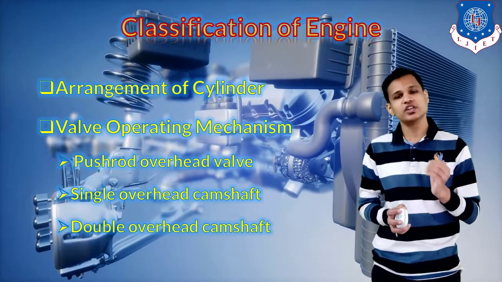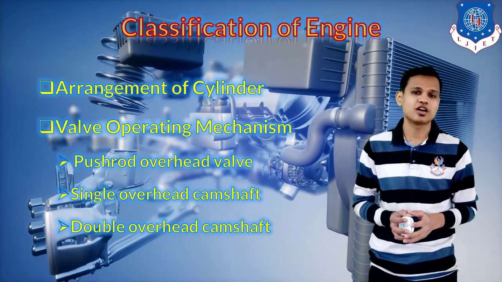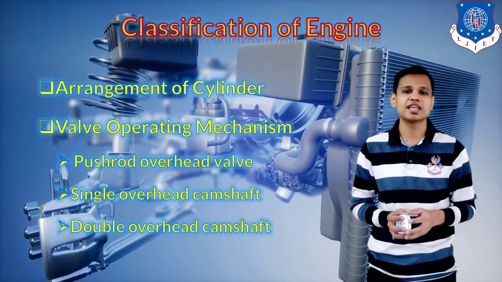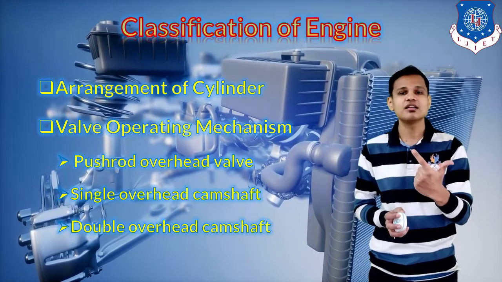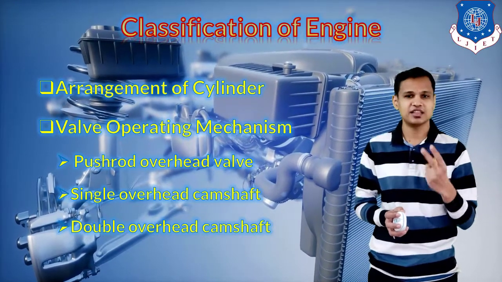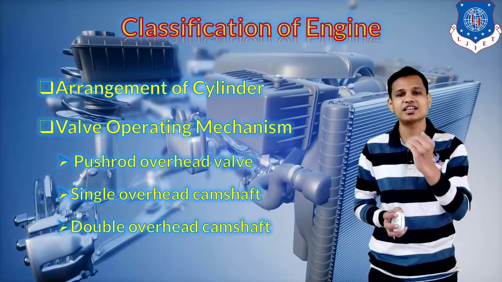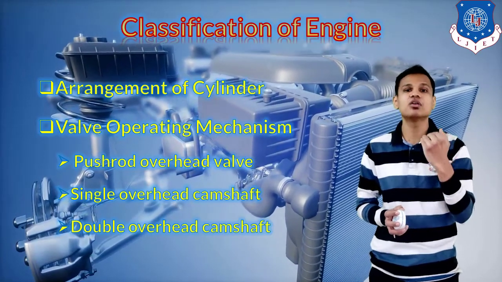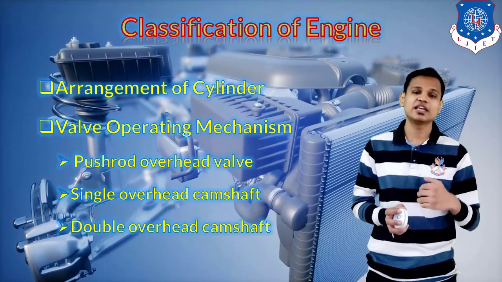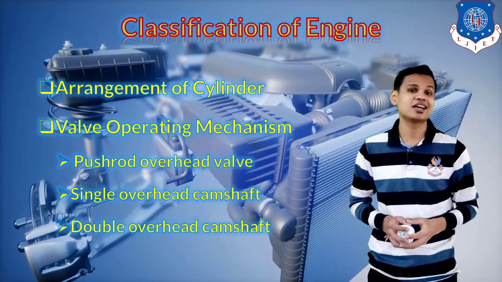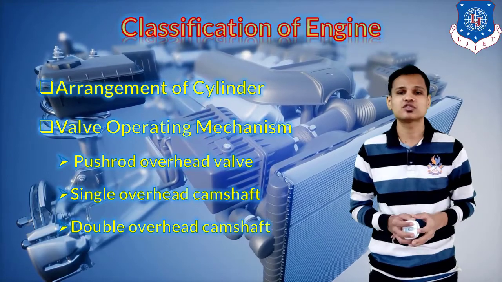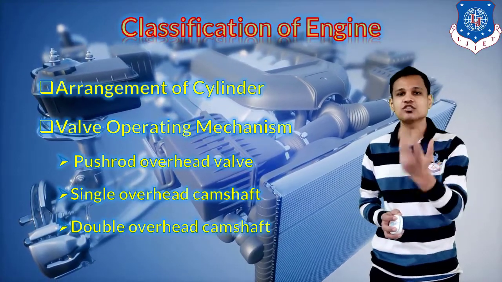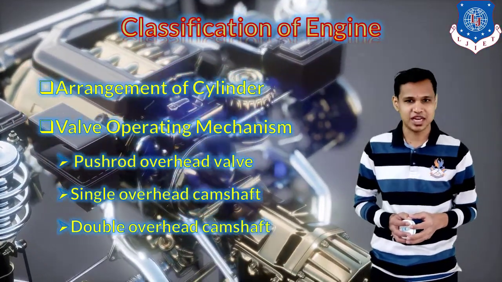In the case of two-wheelers, there are mainly three types of valve operating mechanism. First, the push-rod overhead valve; second, the single overhead camshaft; and third, the double overhead camshaft. The double overhead camshaft is generally given in bikes which have higher speed, in which two inlet valves and two exhaust valves are given, and they are operated with two camshafts as well.